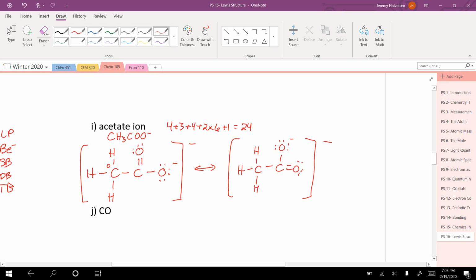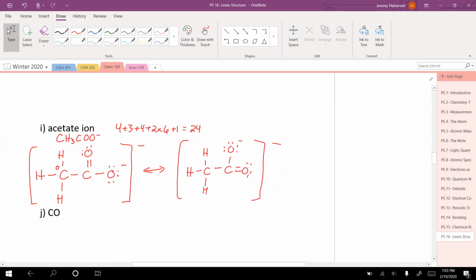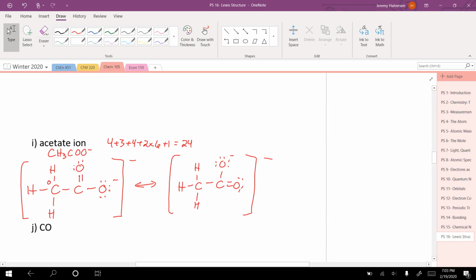So there's my resonance form. So then we would say, okay, how many lone pairs? 1, 2, 3, 4, 5. Bonding electrons, 2, 4, 6, 8, 10, 12, 14. We have 1, 2, 3, 4, 5 single bonds, 1 double bond, 0 triple bonds.